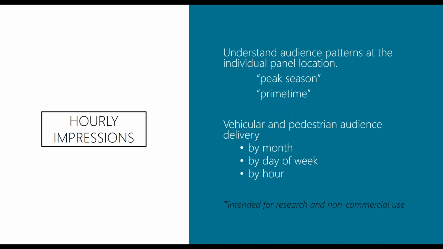As we go into the tool and look at the data, I want to make sure everybody's aware that this is beta data, so it's intended for research and for non-commercial use at this point. This level of granularity of hourly impression data by month, by day, by hour will be available in the final tool when it's released in Q1 of 2018. But for now, it is for exploration purposes, and that's part of what we wanted to do today: show you how you can use this data for exploration and to drive insights out of it.